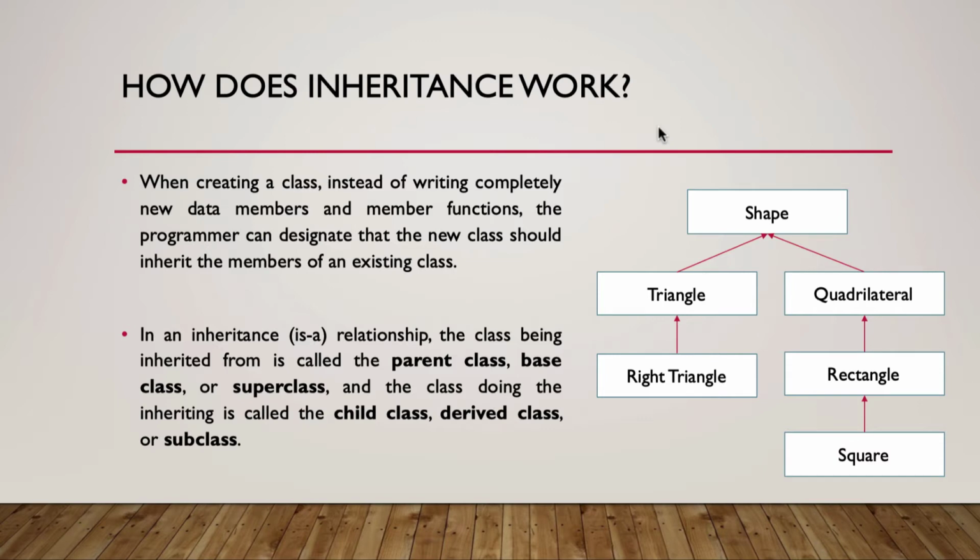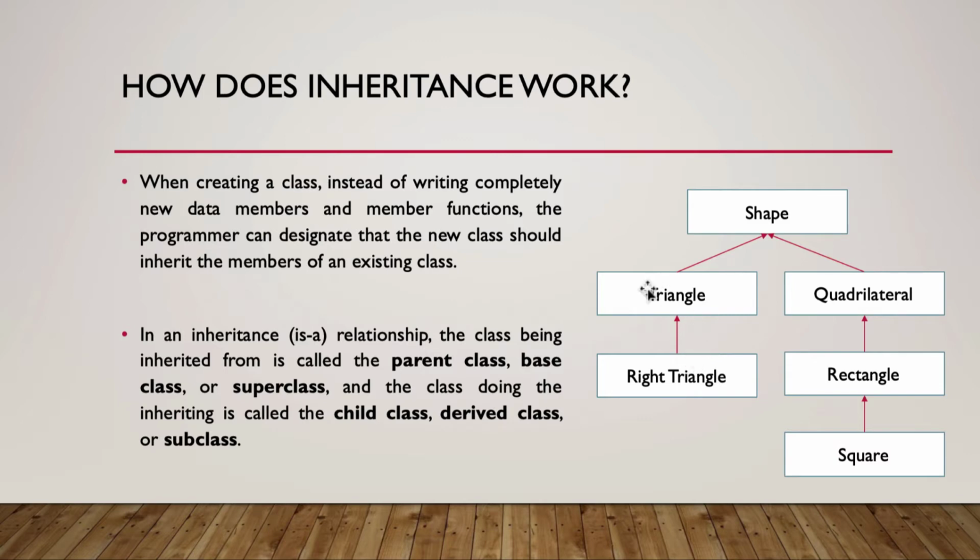So looking at this diagram here, you can see shape is our superclass or parent class, and there are two child classes inheriting from shape. This arrow pointing from the child to the parent depicts the inheritance relationship between the two. Remember, the arrow always points from the child, in this case triangle, to the parent, in this case shape. Look at the is-a relationship. You can say a triangle is a shape. Also, in this case over here, you can say a right triangle is a triangle.